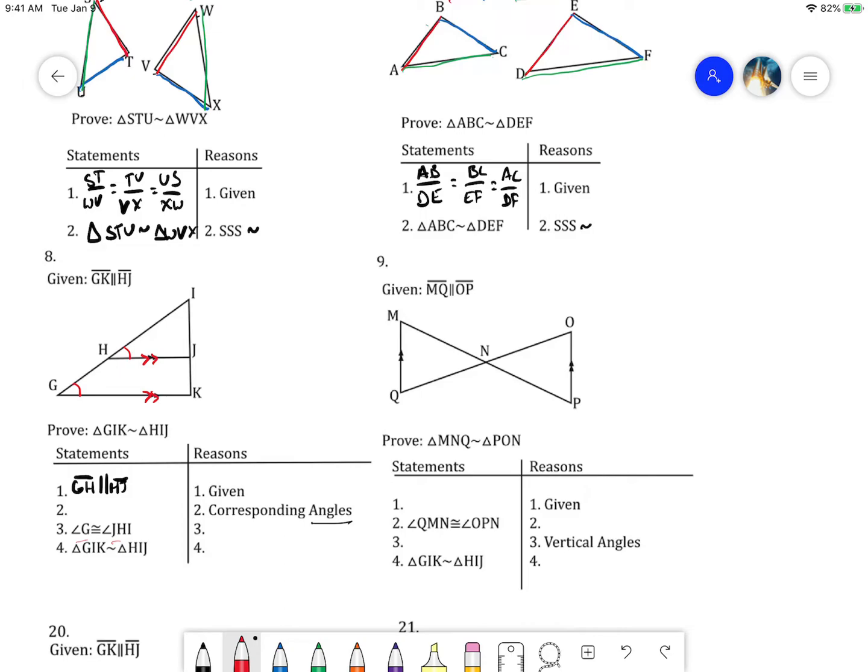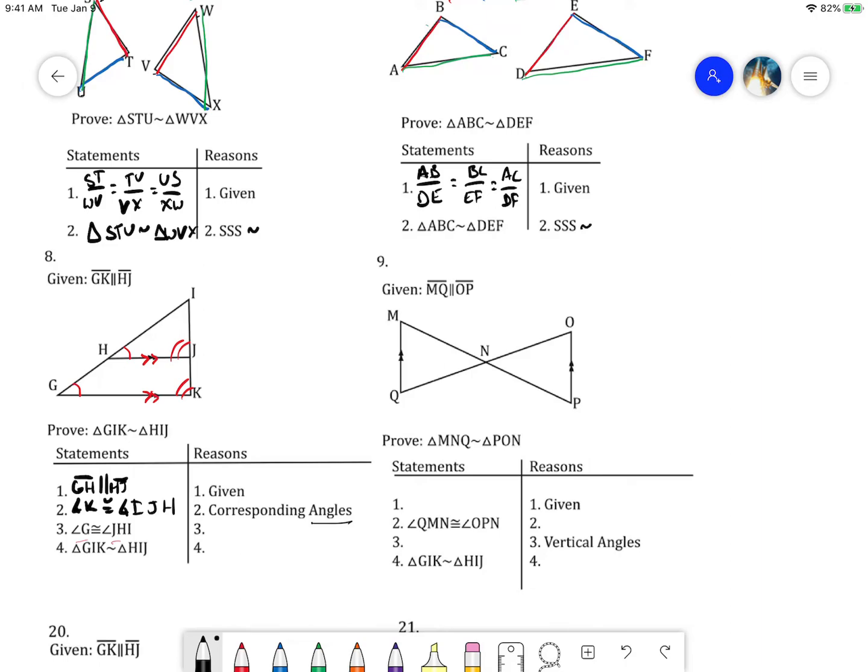J and K, so we can say angle K, that's fine. But remember, we can't call this angle J because this is angle J and that's also angle J. IJH, perfect. So she's saying these 2 angles are congruent. IJH. Perfect. By corresponding angles. Okay.